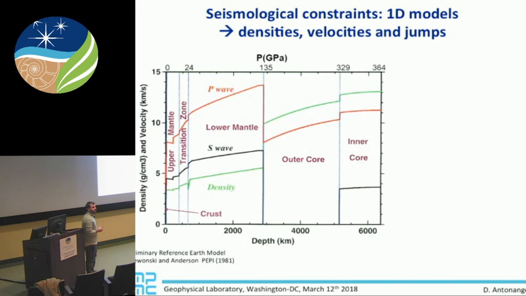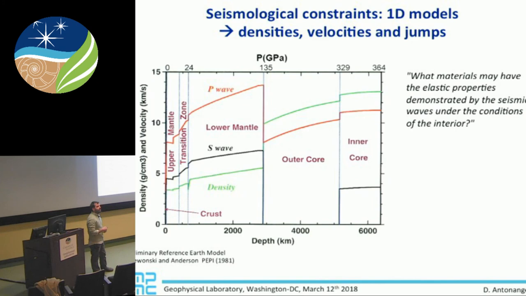The ground truth I would like to benchmark my observation against comes from seismology, seismic observation. Here reduced to a one-dimensional model like PREM. So since the 80s, we know how compressional waves, P waves, shear waves, and density vary within the Earth as a function of depth, or if you prefer, as a function of pressure. And we do have reference values for the inner core.